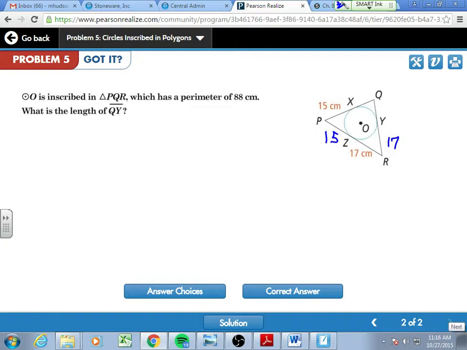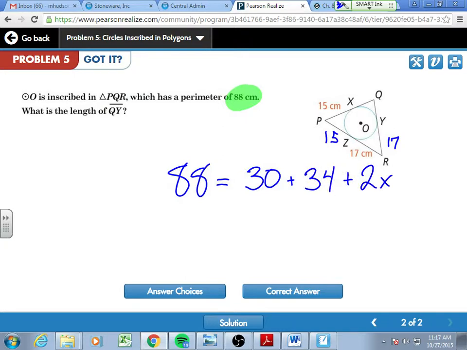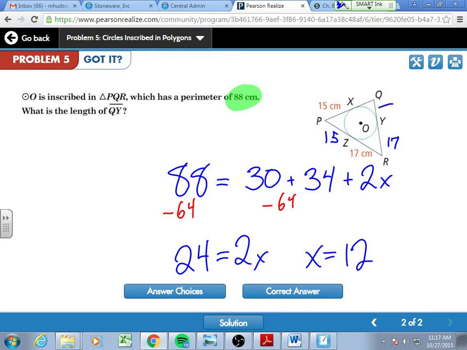Well, it tells you the perimeter, so you can set up XQ as x. 80 equals 30 plus... I'm going to double when I have two terms the same. So I have 30, 17 doubled, 34, and then plus some x that I have 2 of. This gives me 64, so I can take 64 away from my 80. That's 24 and then there's 4. So then I get QY is 12 and XQ is 12.